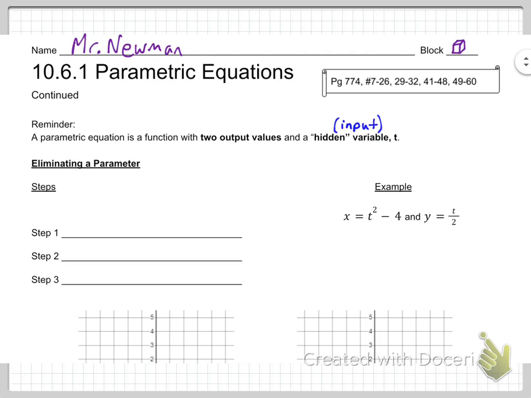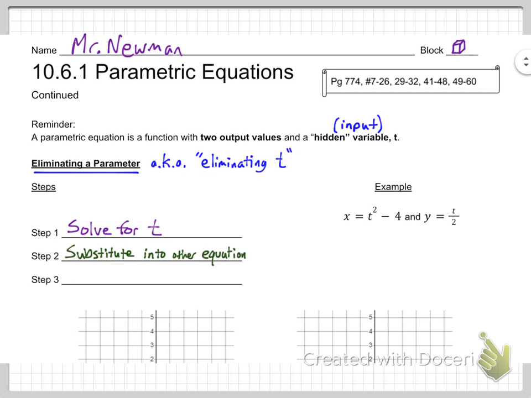So the first thing we're going to do is this thing called eliminating a parameter, meaning we're going to take a parametric equation and rewrite it so we don't have any t. It's just in terms of x and y. So there are three steps here, aka eliminating t. The first step is going to be we're going to solve for t in one of the two equations. Then we're going to substitute it into the other equation. And lastly, we're just going to need to simplify it until it looks like something that we can recognize, say a parent function.